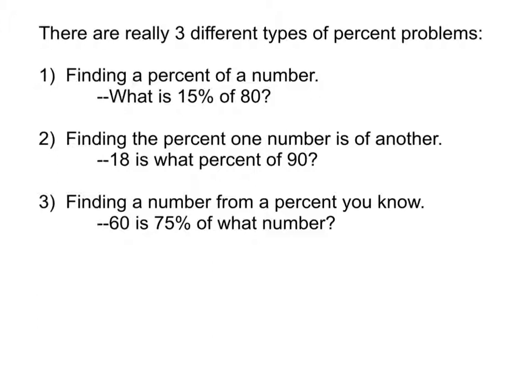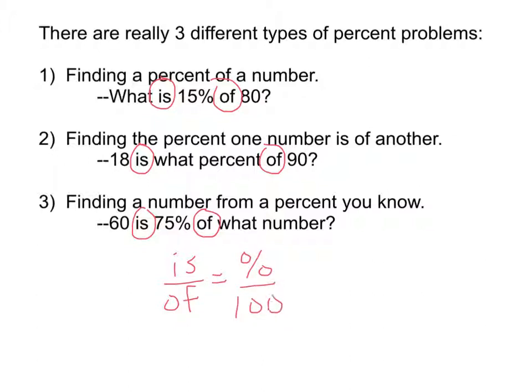Notice that in all three of these cases, we do have the words is over of. And because we have the words is over of in all three of these cases, it's very easy to use is over of is equal to percent over 100 to solve all three of these different types of percentage problems.